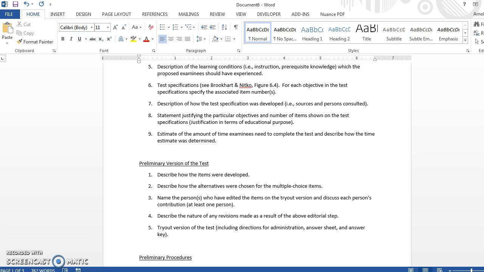Okay. Also, it says a statement justifying the particular objectives and number of items shown on the test specification. So why are you asking this question? Well, it matches this objective.